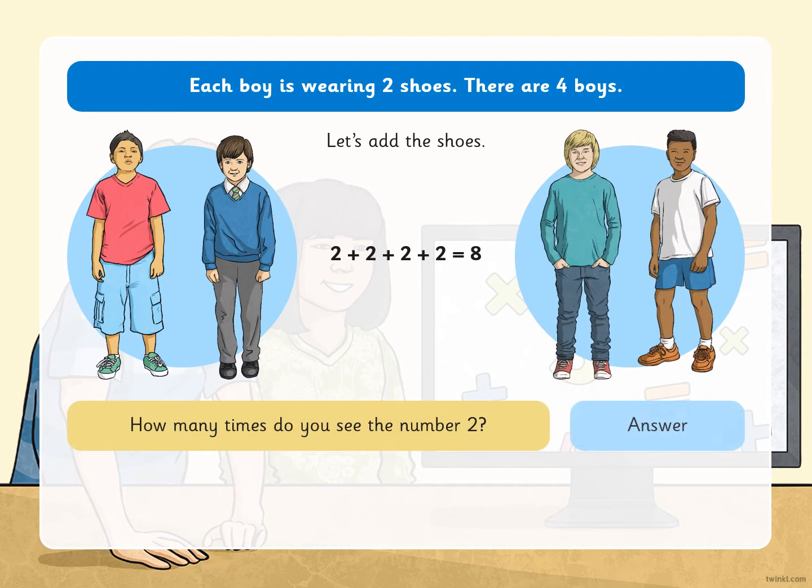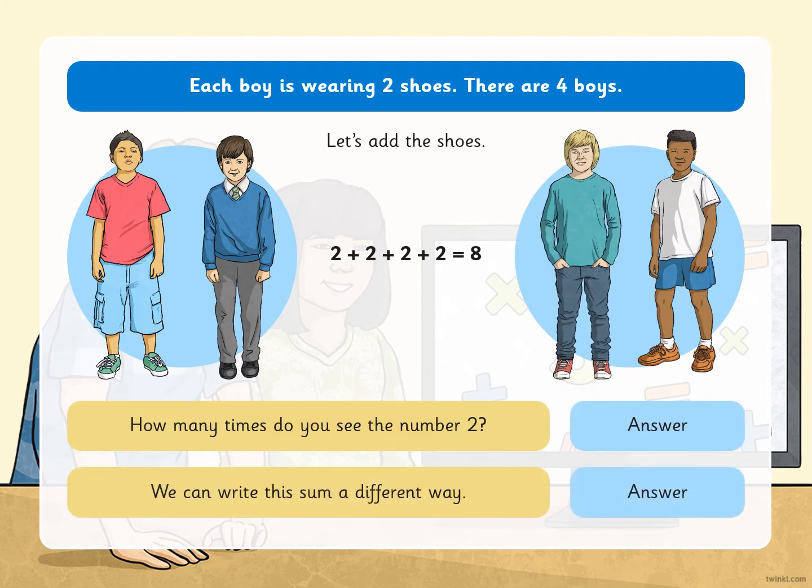Okay, very simply, if we were talking about 2 times 4, what we see here is we've got each boy and each boy is wearing 2 shoes. Because there are 4 boys, we can add the shoes together. So we could say, well, this boy has 2 shoes, this boy has 2, so we say 2 add 2, and then another 2 add 2 on the other side there. How many times do we see the number 2? Well, if you click on the answer, as I'm sure you know, it'll say the number 4.